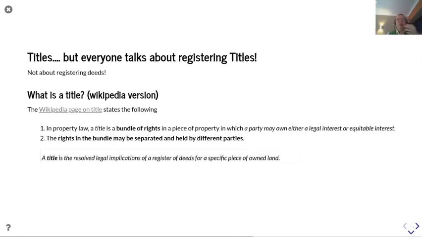But you've already heard me say it. I've talked about titles. Everyone talks about registering title, not about registering deeds. So what is a title? Once again, we'll go to Wikipedia. The Wikipedia page on title states the following.